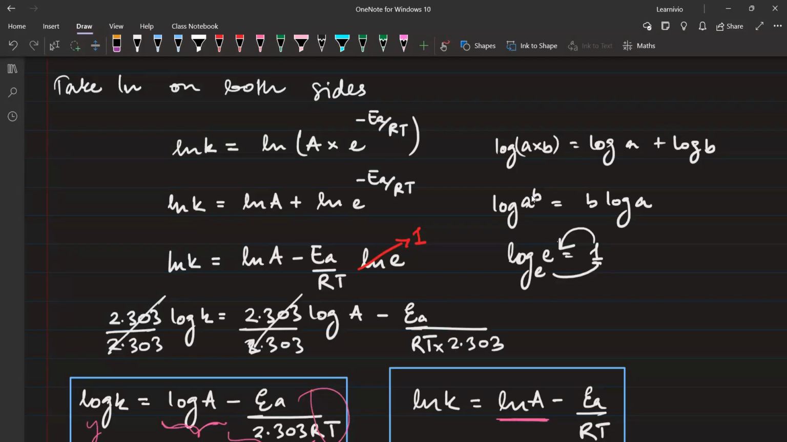Now, ln is what? It is natural log. That means, what is it? Log to the base e. So e is the value and the base is also e, so the power will be 1. So e to the power 1 will be equal to e, so that's why ln e is equal to 1.